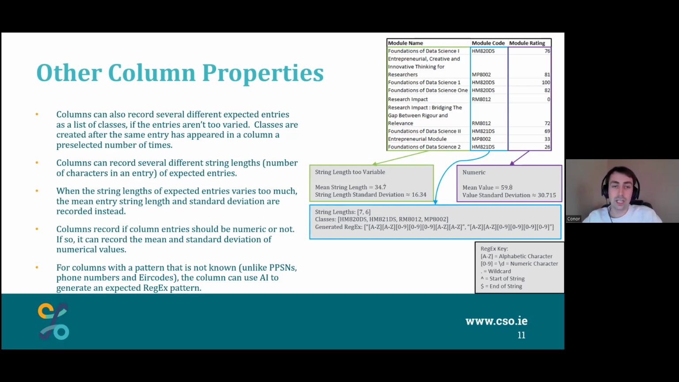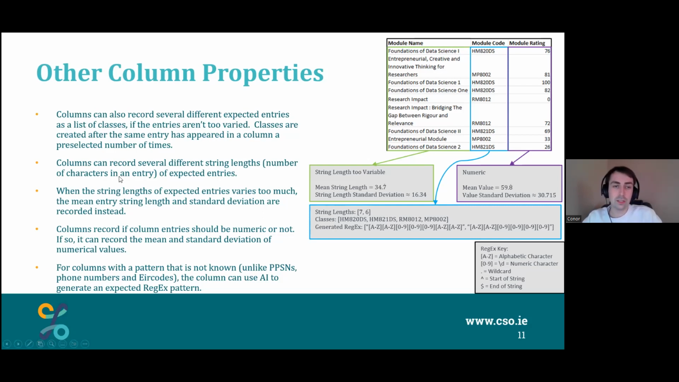Columns also record if the entry is expected to be numeric. In this case, the mean and standard deviation of the numerical values sampled from the column are recorded. These values are recorded for the module rating column, as can be seen on the table.